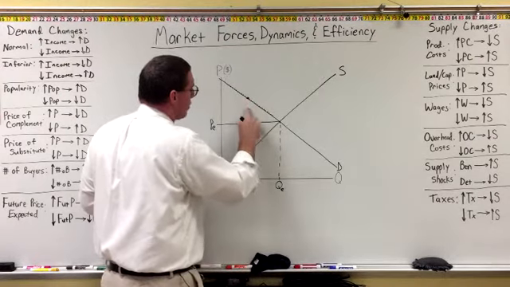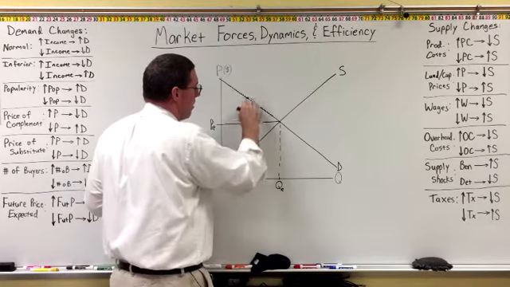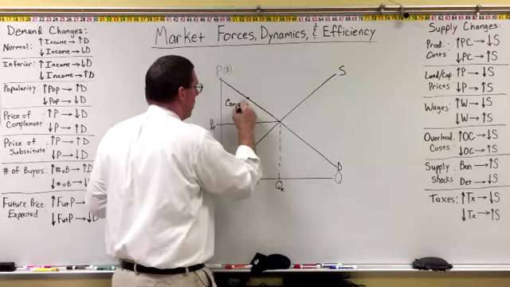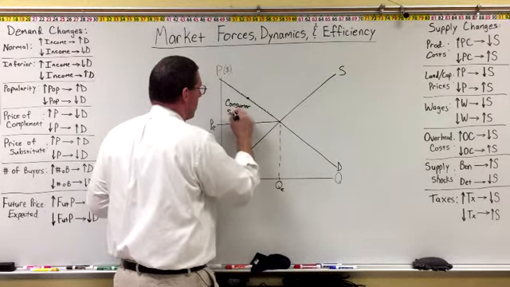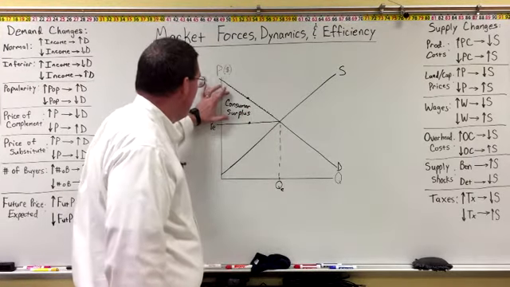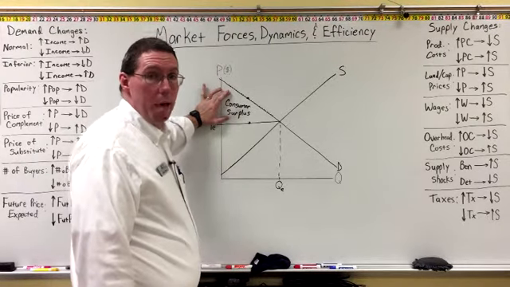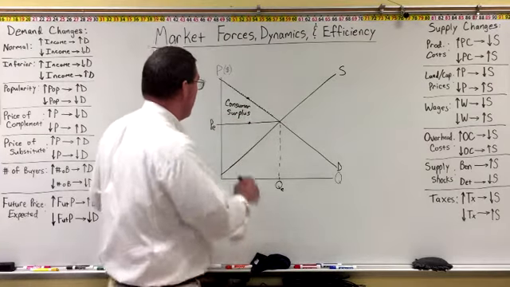And all this extra money that they're not spending because they're paying less than they would pay is called consumer surplus. Consumer surplus is all the money that they're not paying that they would pay, money left over because they get to pay a lower price.